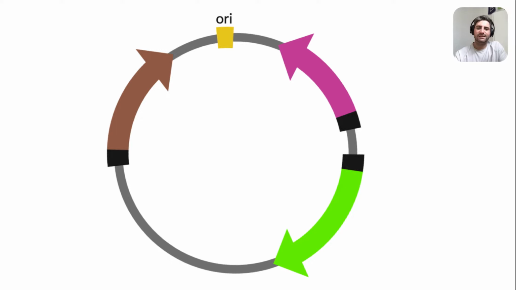And that piece is needed in order for the bacteria to replicate that plasmid. And if that piece were not added to the plasmid, then when the bacteria replicate, they would not include that plasmid during the replication of the DNA.